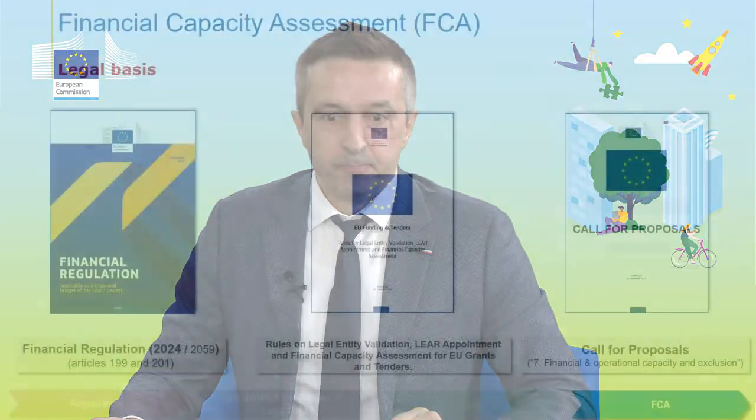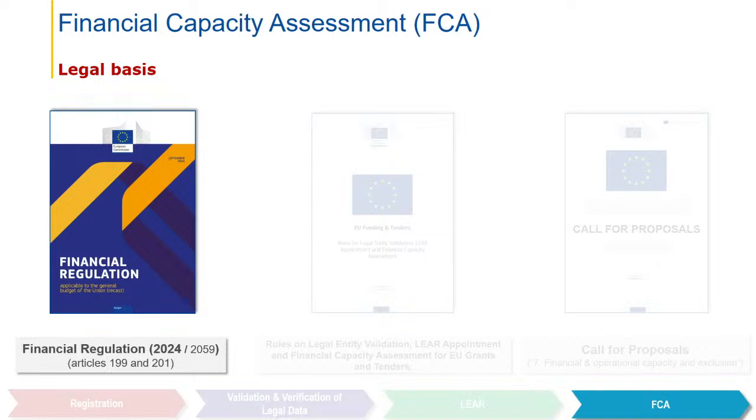Here we are at the last step, called the financial capacity assessment. It is the last step in the validation process, and I will start by listing our legal basis, which is composed of three main documents. The first one is the Financial Regulation 2024 with two relevant articles, 199 and 201, which state that applicants must have stable and sufficient sources of funding to ensure that they can carry out the action throughout its entire life.